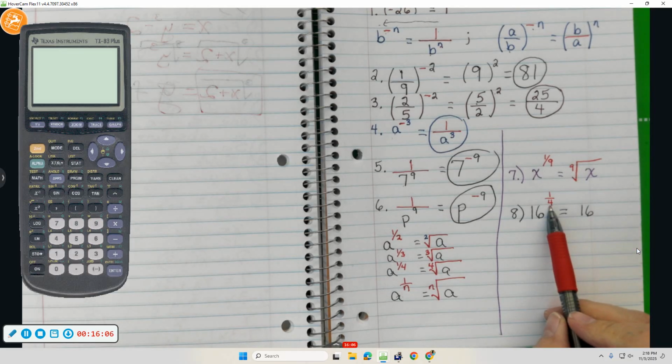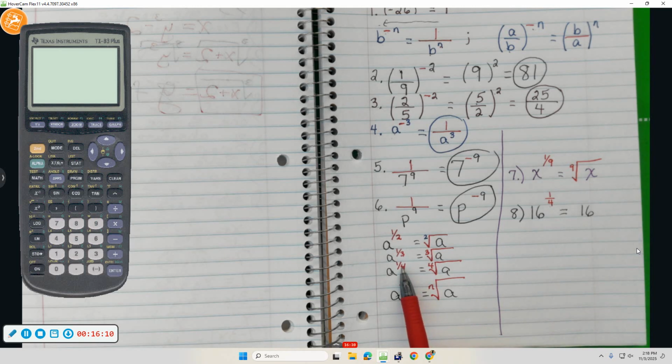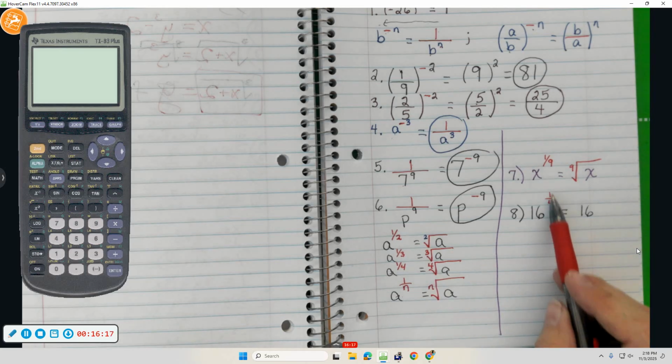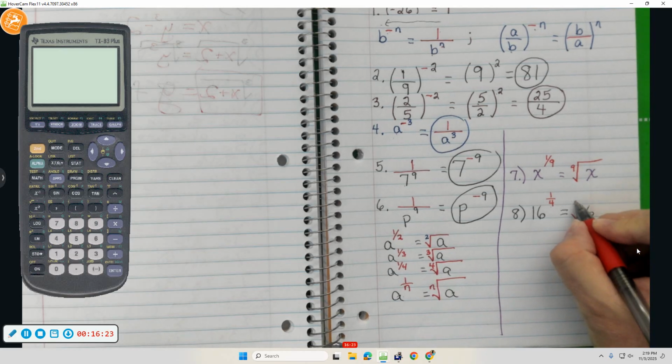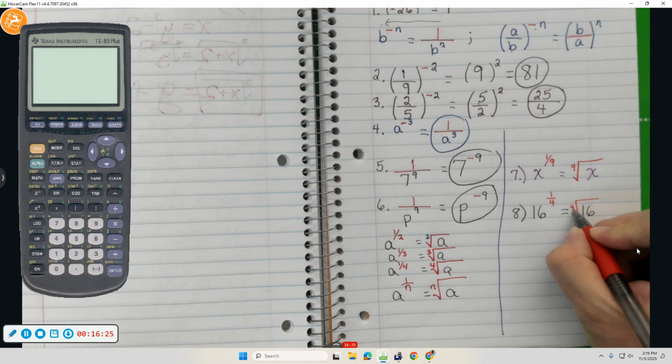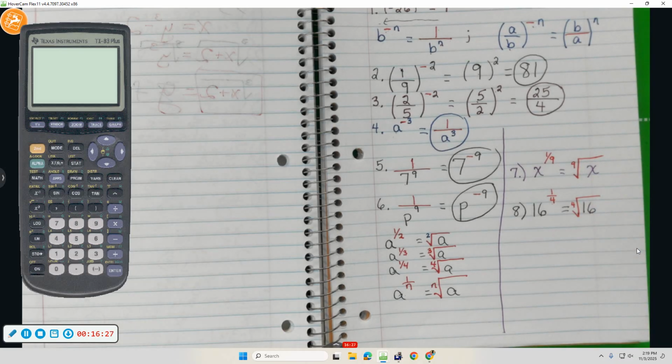That red 1/4 fraction is the same thing as this red 4th root symbol. So let me put the radical symbol and a little 4 there. And now this one, it says simplify.